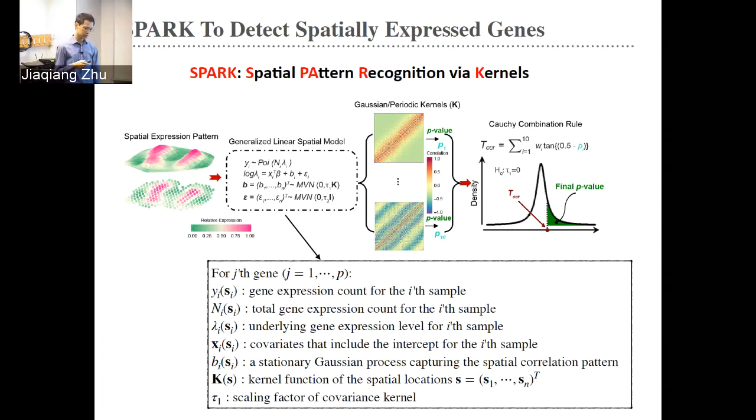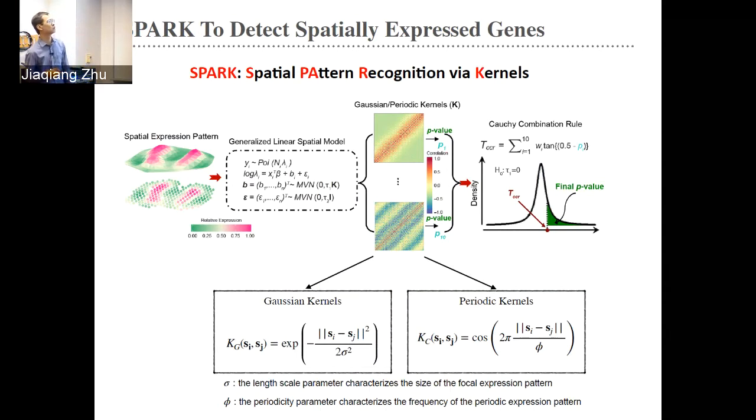Through this model, spatially expressed gene detection can be translated into testing the null hypothesis whether tau 1 is equal to 0. Because tau 1 is the scaling factor associated with the covariance kernel k. And we assume the gene expression pattern is dependent on the kernel k if it's spatially expressed. So the power of such a test really depends on the selection of k, and how well the spatial kernel function matches the true underlying spatial pattern for each gene.